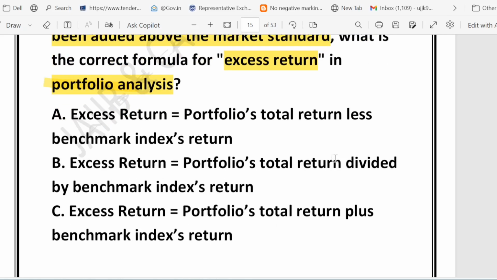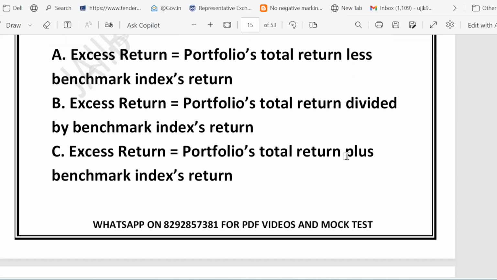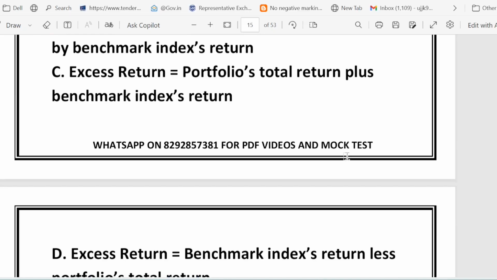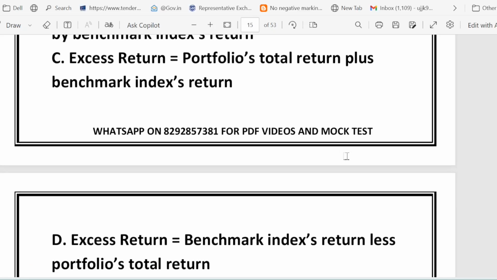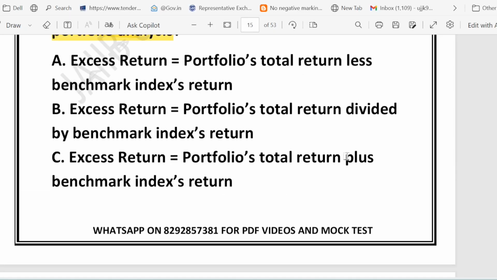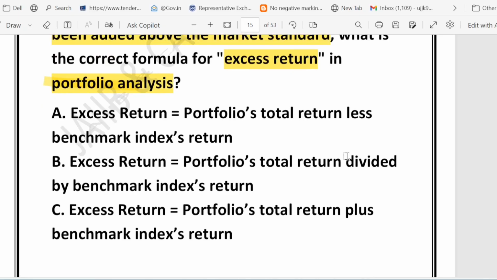So there are 4 options. Option A, portfolio total return minus benchmark index return. Option B, portfolio total return divided by benchmark index return. Option C, portfolio total return plus benchmark index return. Option D, benchmark index return minus portfolio total return. So the basic question is, you have been asked to compute the excess return. Let's look at option A. Option A says portfolio total return minus benchmark index return. This is actually the correct answer.